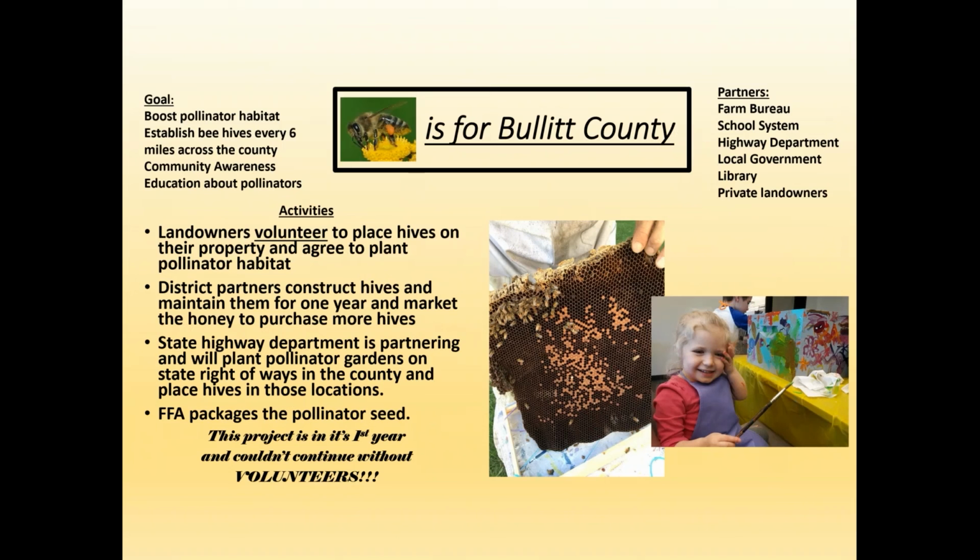Moving on to B is for Bullitt County. The goal in that county was to establish pollinator habitat at least every 6 miles across the county. They partnered with several different agencies where the landowners would volunteer to place hives on their property and also agree to plant pollinator habitat. District partners constructed the hives and maintained them, also taught the landowners how to keep those maintained. The State Highway Department is also planting pollinator habitat on the state right-of-ways and placing beehives in those locations.